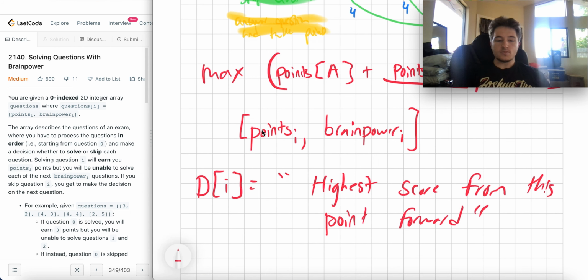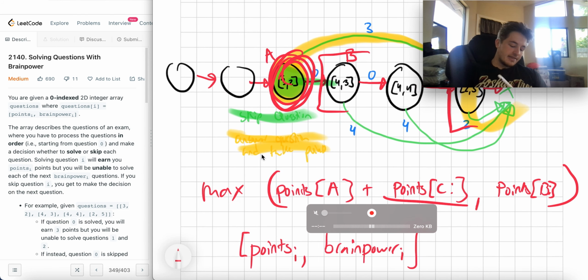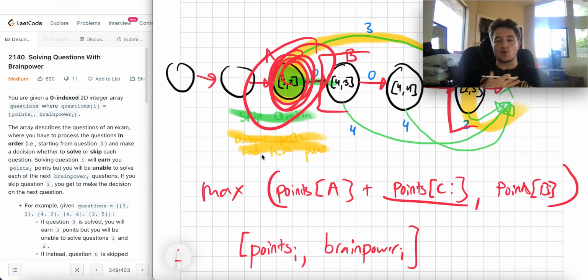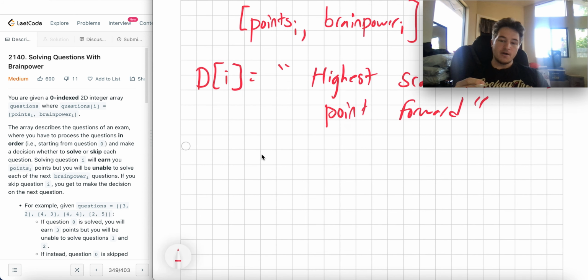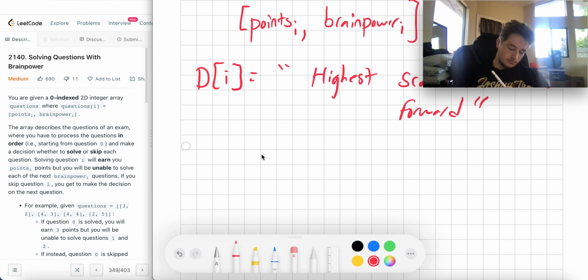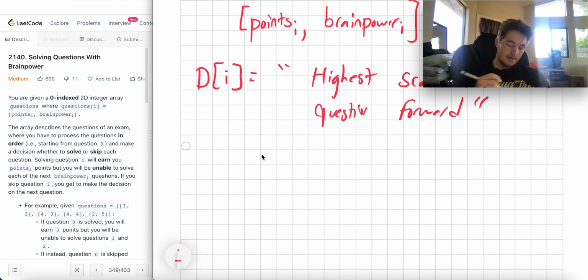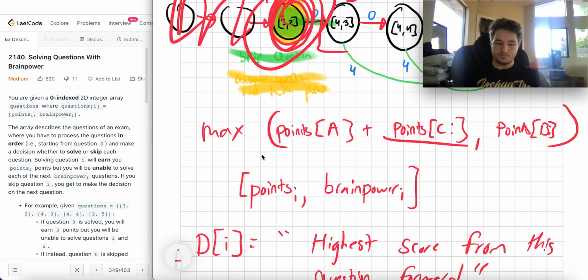So D of I is at this point, what's the highest score we could get? So we neglect what comes before us, right? But from this question going forward, what's the highest score we can get playing this game of skipping questions or taking questions and skipping brain power questions, right? So what's the highest score from this question forward? Okay, well, that's what we answered here, right?